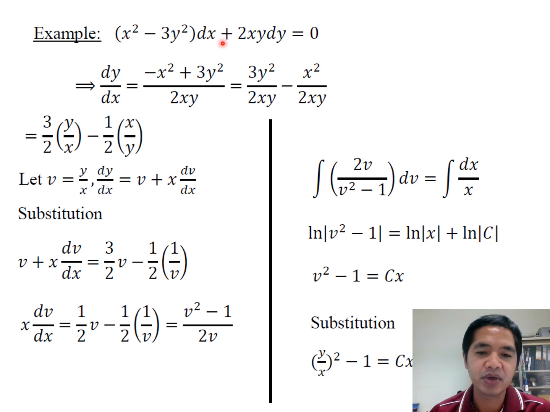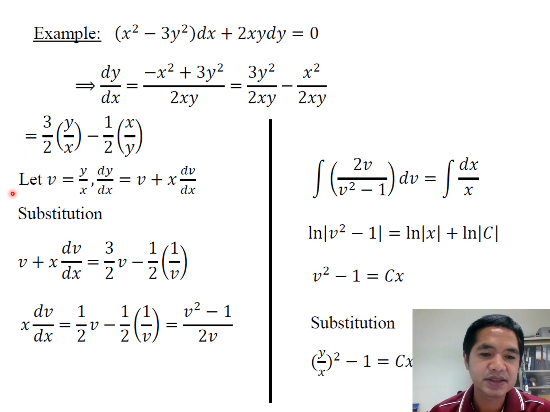From the problem here, we can get dy over dx equal to minus x squared, move to the other side, plus 3y squared over 2xy. Then we can reduce the form into 3y squared over 2xy minus x squared over 2xy. Then we get this form, which is 3 over 2 times y over x minus 1 over 2 times x over y. Okay, now this is the first step.